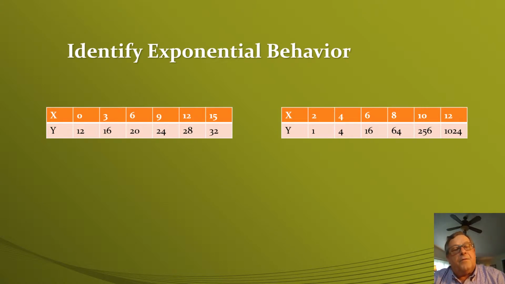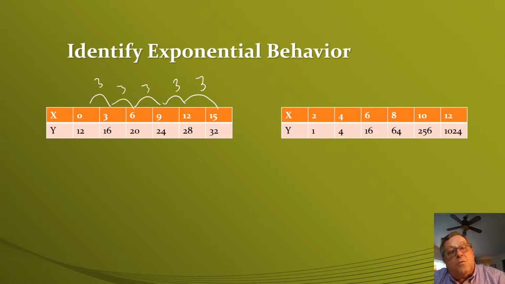We start over on the left, and even though really our focus is on the change in y, we are going to look at the change in x to see whether we have regular intervals. So 0 to 3, we got a change of 3, 3 to 6, 3, 6 to 9, 3, 9 to 12, 3, 12 to 15, 3. So we have a change in x of 3.